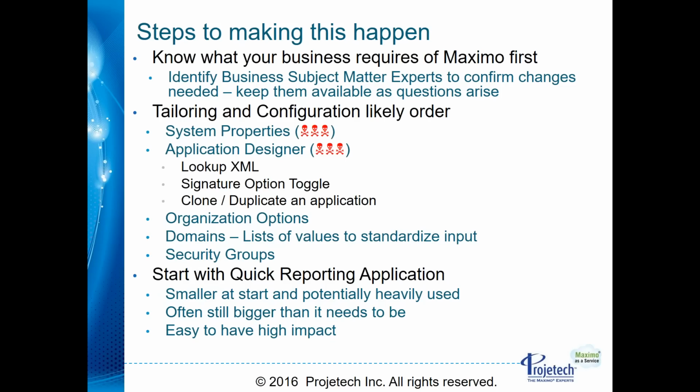Domains, those that come with the application, you also have the ability to add your own. They're just a list of values to help standardize the input. Instead of typing in data, people will select from a menu, which makes the code that's in the field effectively standard, which is good for analysis. And then there are security groups as well. I should take a look at that, particularly as it relates to the signature option toggle and where that actually shows up.